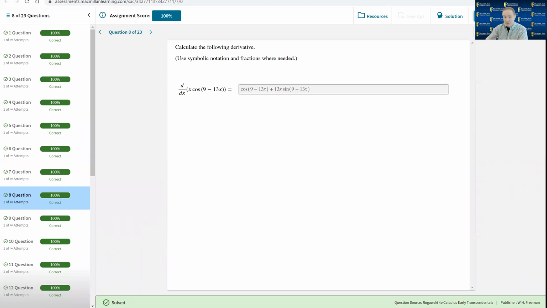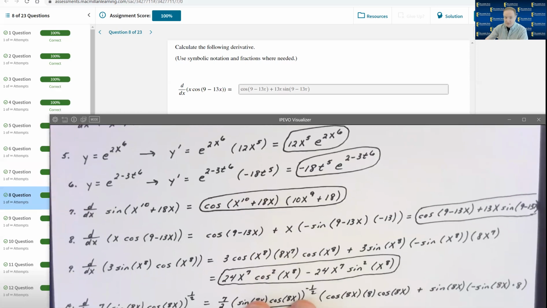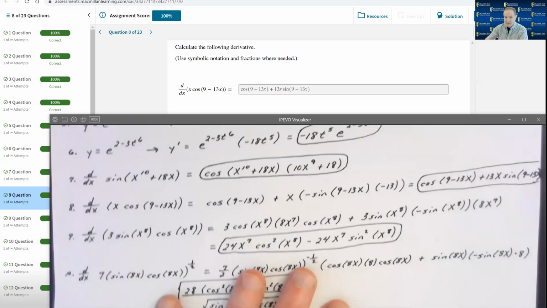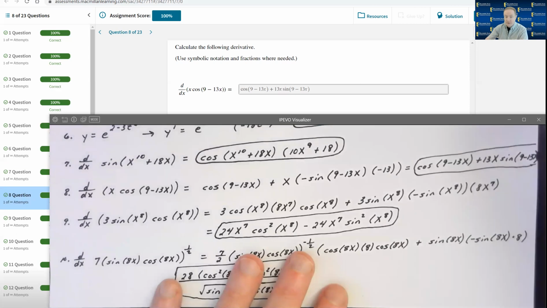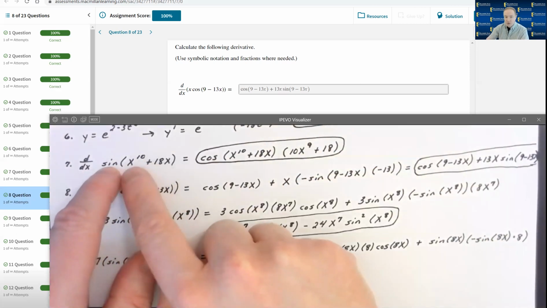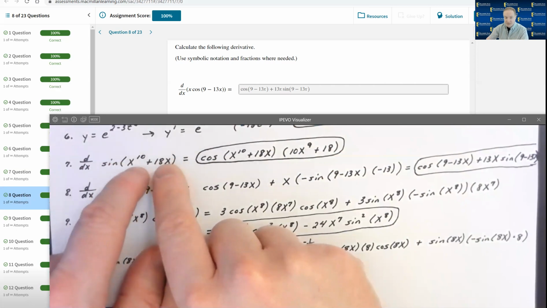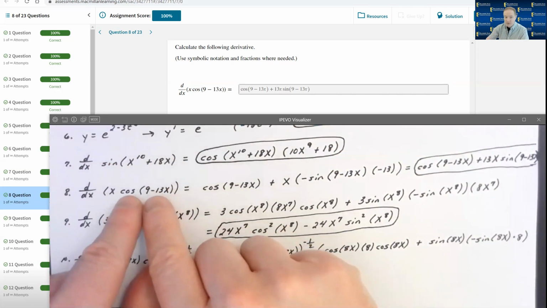Now for the next one, oh, I like this. I need you to understand the difference in number 7 and number 8. At first glance, a student might think, well, it's a similar type of problem. No, it is not. Number 7, you just had a trig function with a function for its angle. So you had to say, well, chain rule, derivative of the outside times the derivative of the inside. This is more than that.